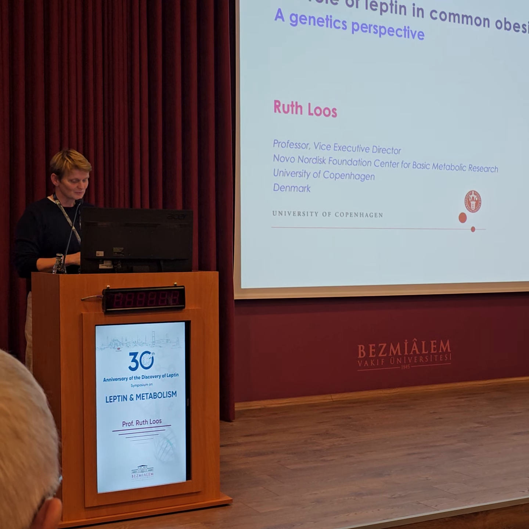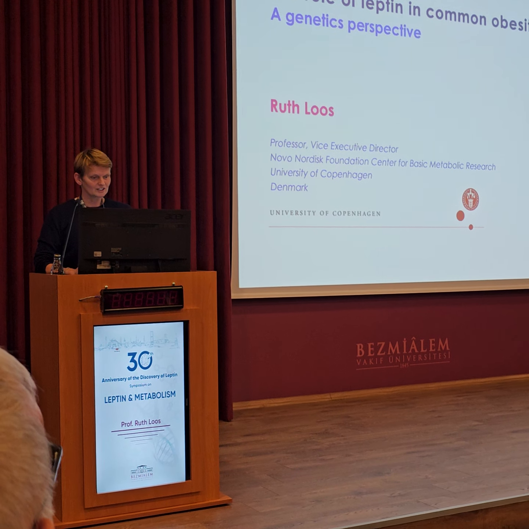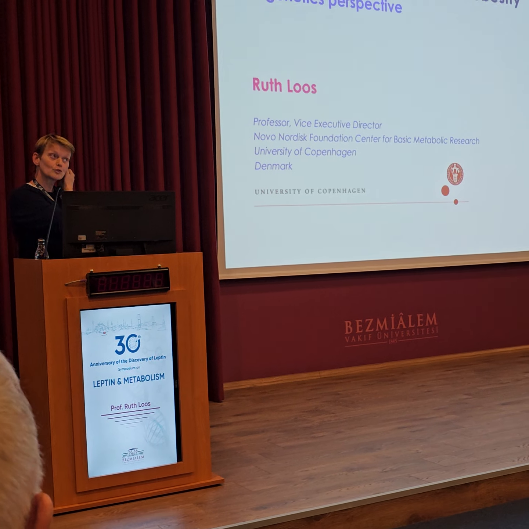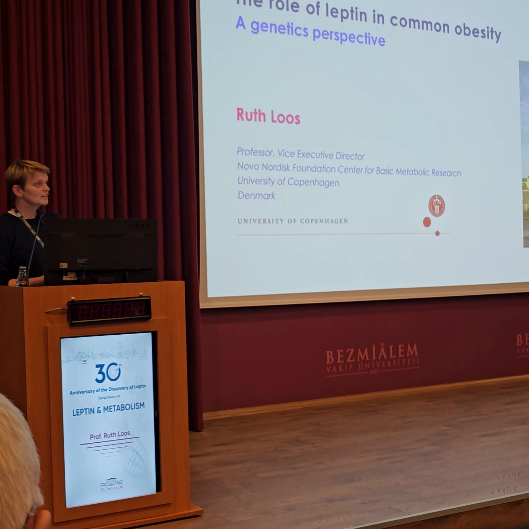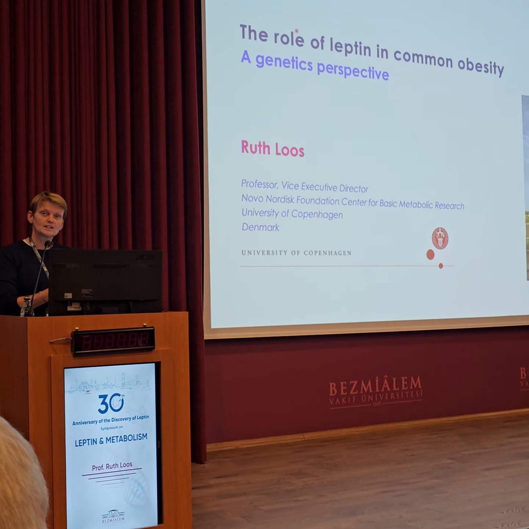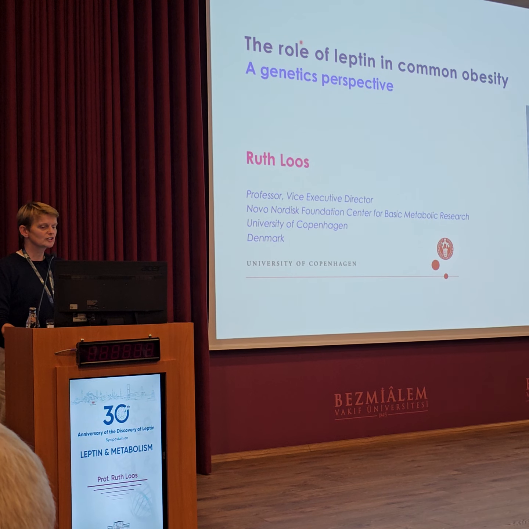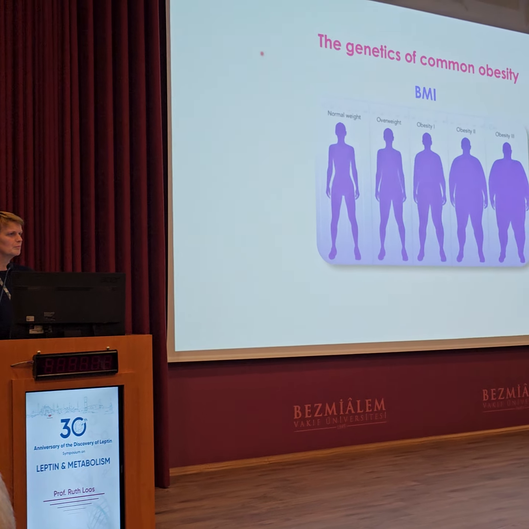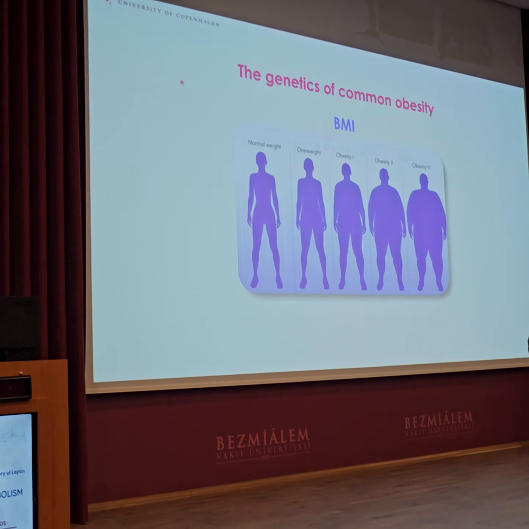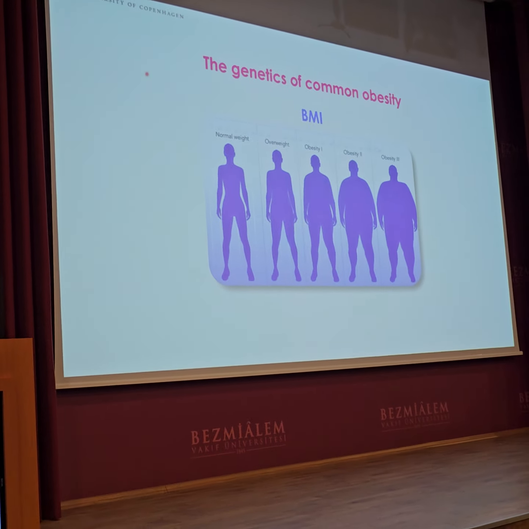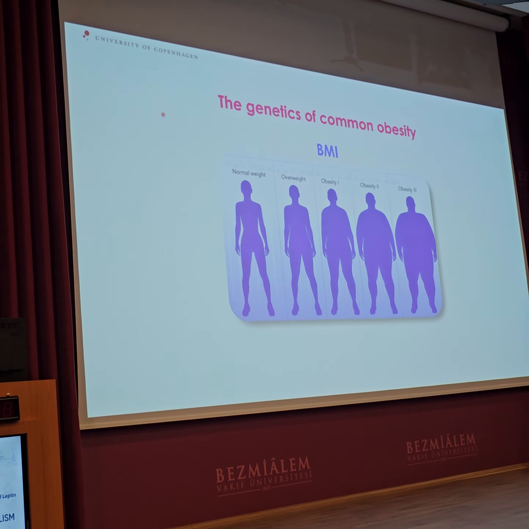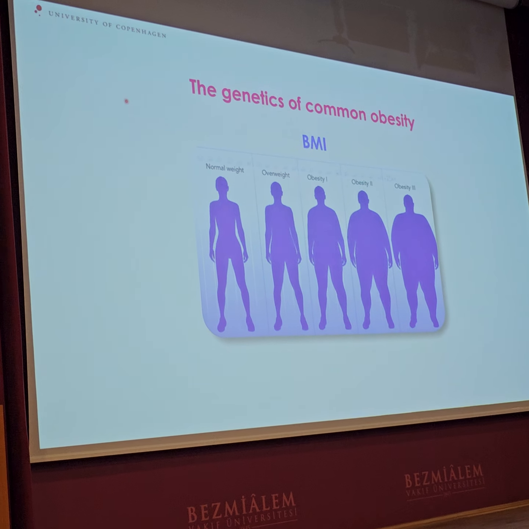So my talk is indeed on the genetics of obesity. Actually, it's a focus on genetic variation in the leptin and also in the leptin receptor gene. So typically when we study the genetics of obesity, we focus on body mass index, because body mass index is easy to measure. It's just weight divided by height squared. And we have big sample sizes, so it means we have a lot of power.